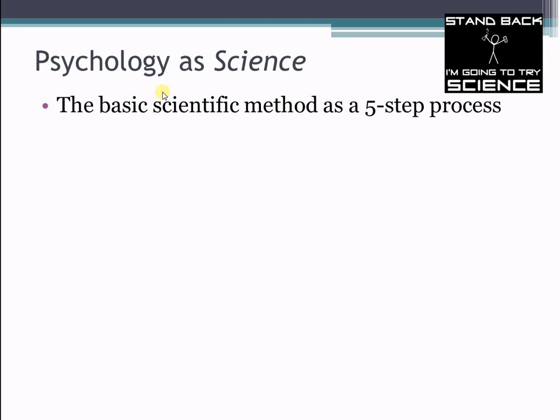The basic scientific method, if you think back to your high school science classes, is this five-step process. First we have a statement of a question. Why is it that some people behave aggressively and some people don't? Or you could come up with any number of questions. Why is it that some people will help someone in an emergency situation and other people won't? Or you come up with a variety of questions.